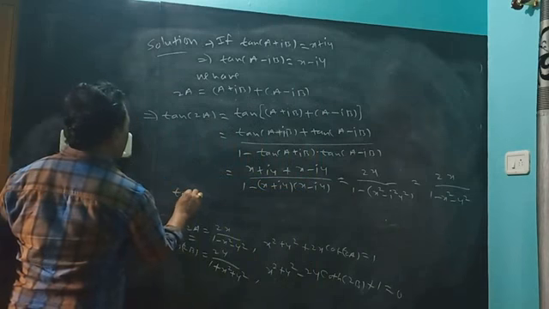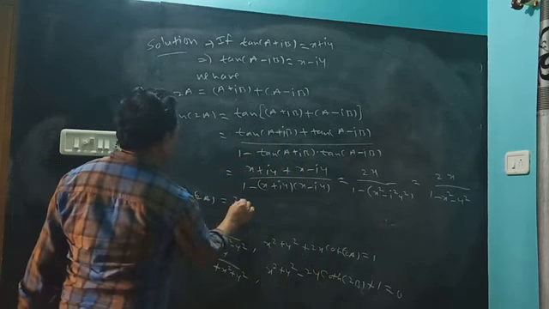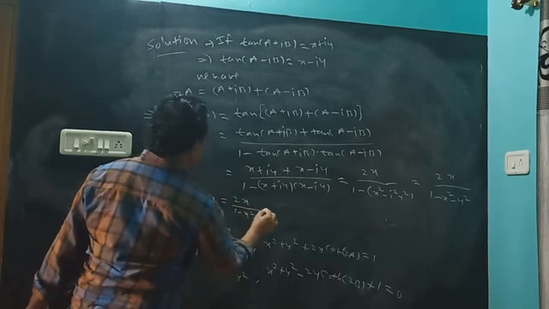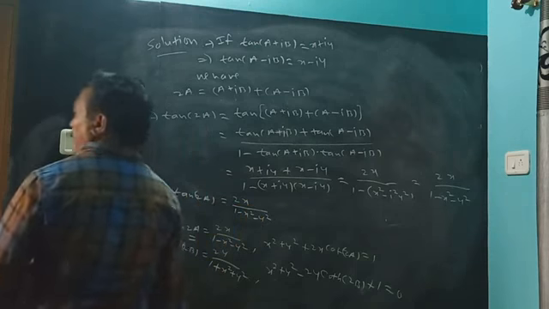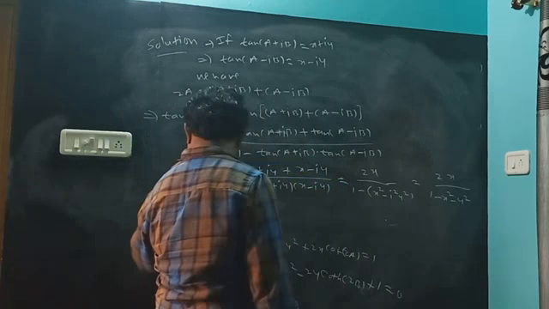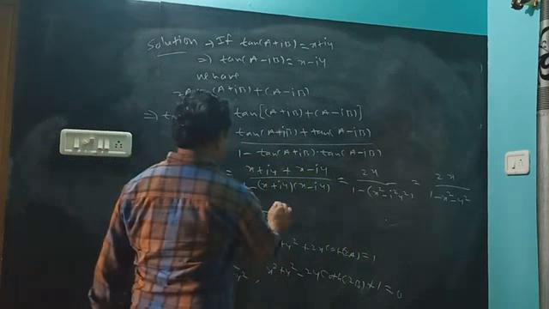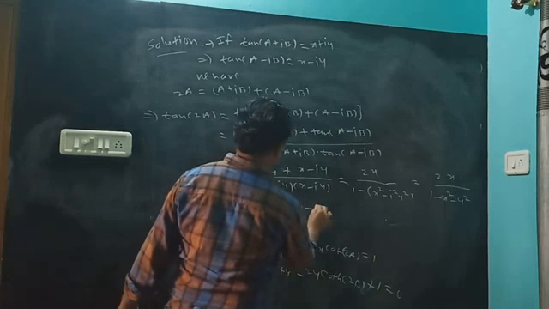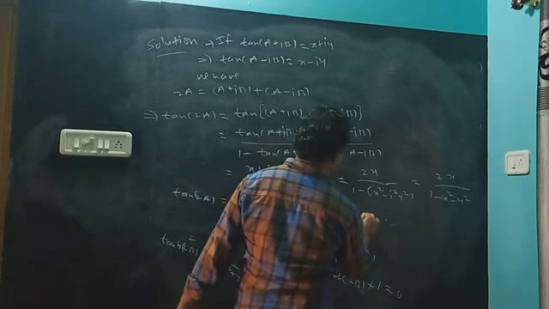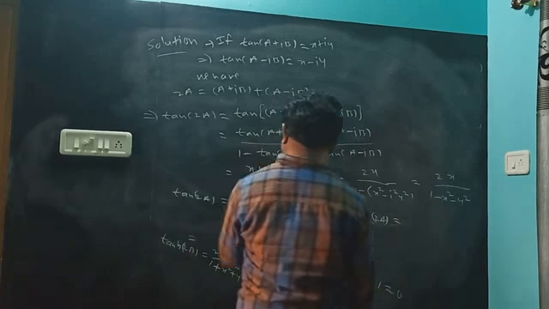So tan 2a will be equal to 2x upon 1 minus x square minus y square. This is the first answer, tan 2a. Now from this, I want to cross multiply. So cross multiply: 1 minus x square minus y square into tan 2a equals 2x.